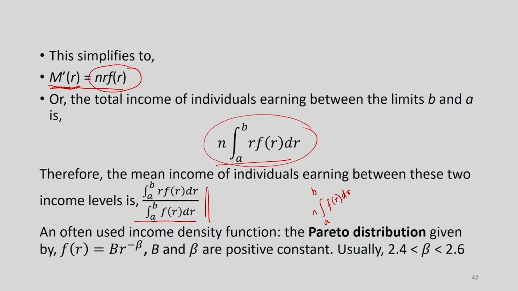An often used income density function is called the Pareto distribution. So, this is the Pareto. In this case, it is a density function, small f(r). It is given by capital B r to the power minus beta. Here beta and B are positive constants. Usually beta has a value between 2.4 and 2.6. So, this is an often applied density function in the study of income distribution, the Pareto distribution.